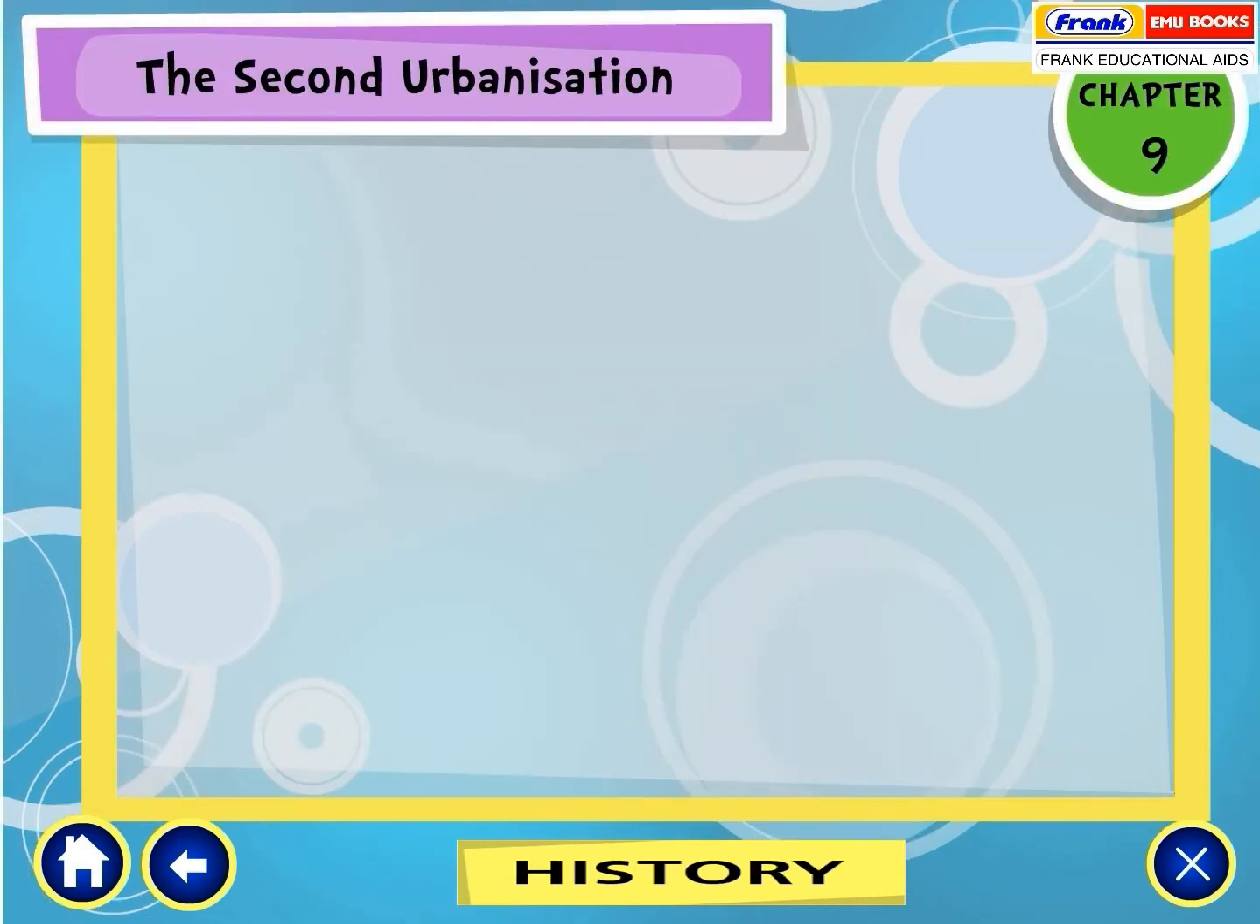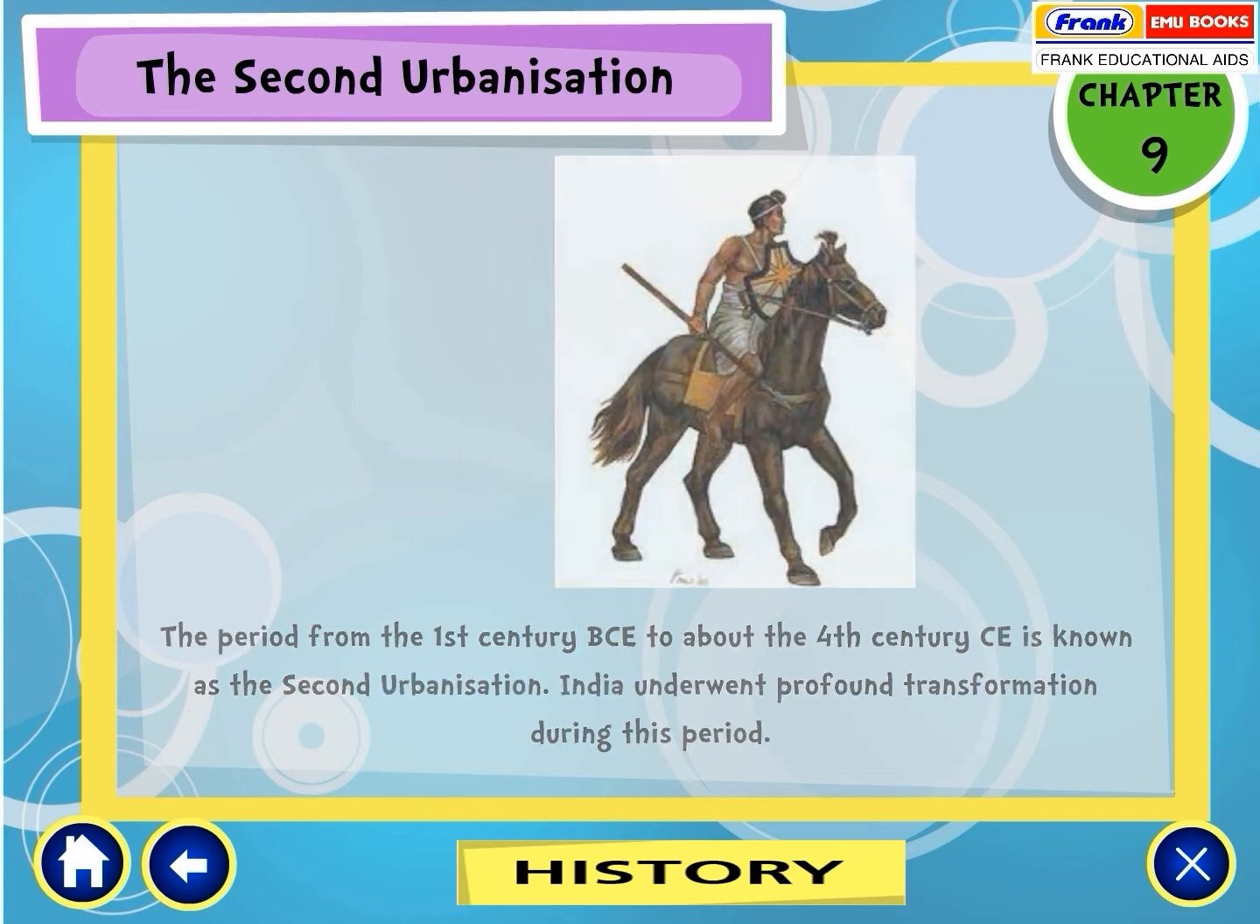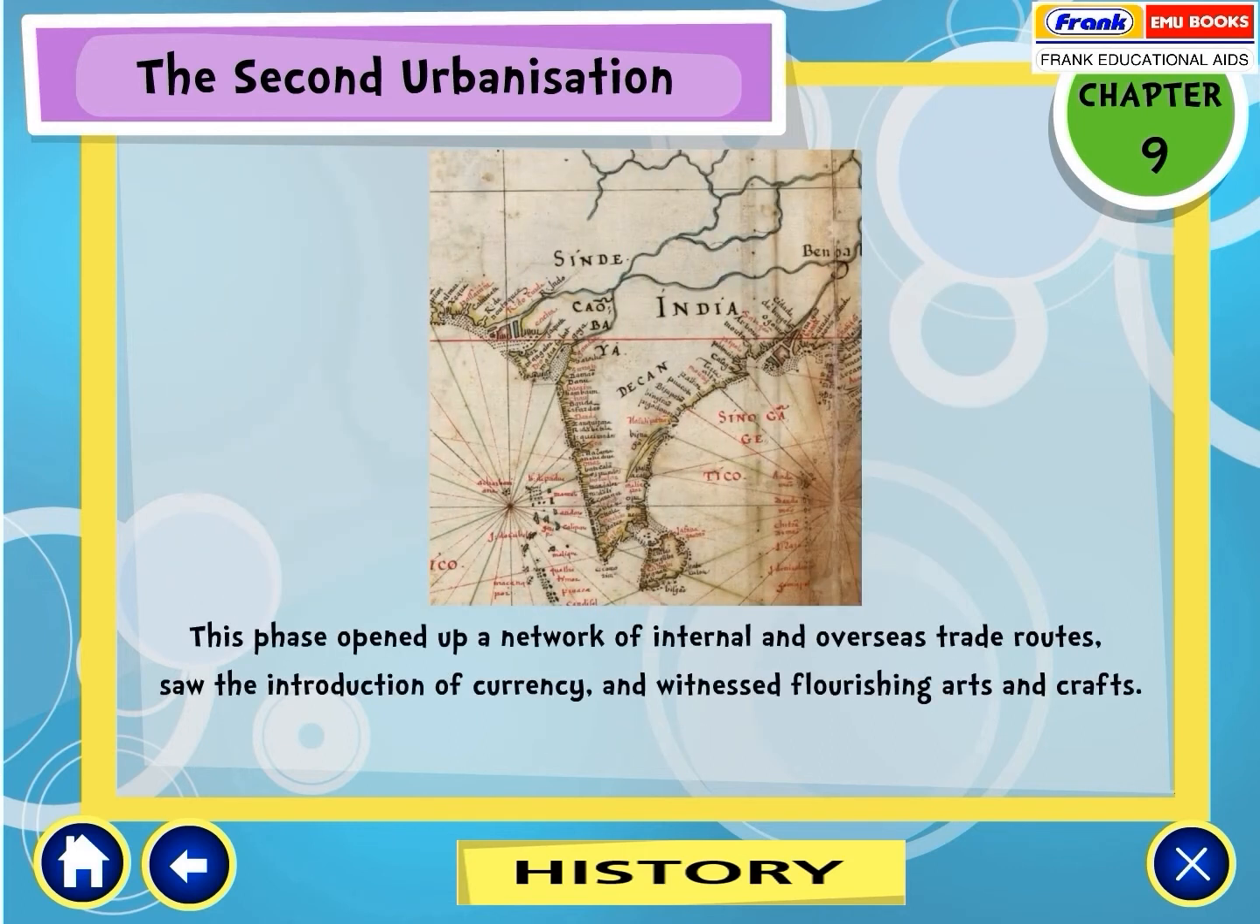Second Urbanization. The period from the 1st century BCE to about the 4th century CE is known as the Second Urbanization. India underwent profound transformation during this period. This phase opened up a network of internal and overseas trade routes, saw the introduction of currency, and witnessed flourishing arts and crafts.